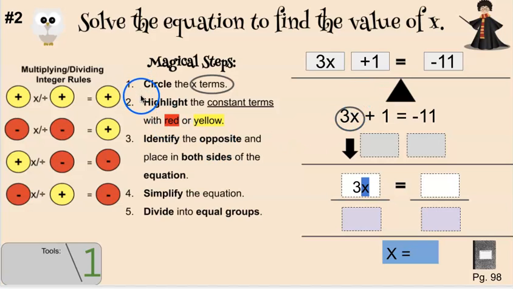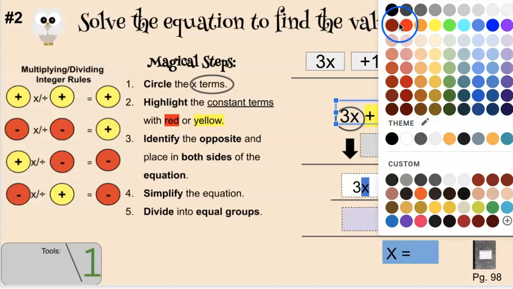So now I go to step number 2, highlight the constant terms with red and yellow. Here is +1, highlight that in yellow. Here is -11, highlight that in red.